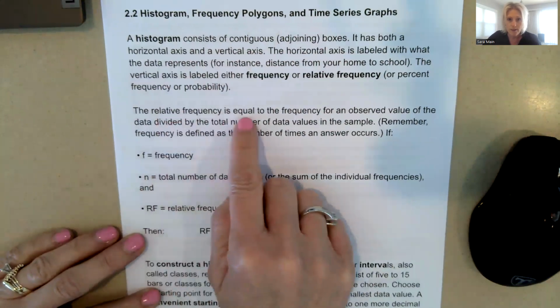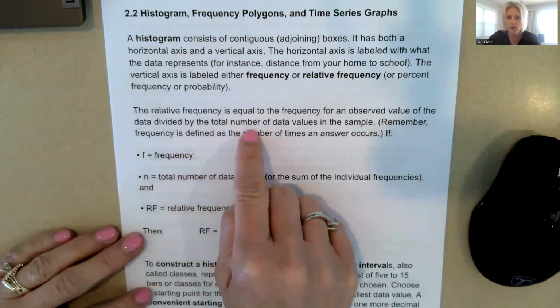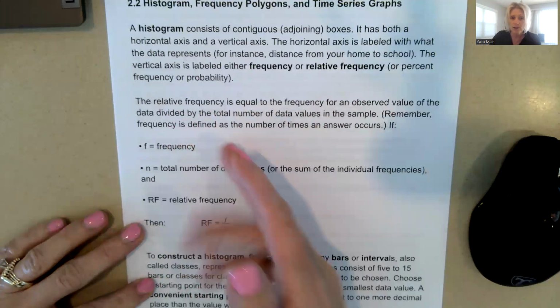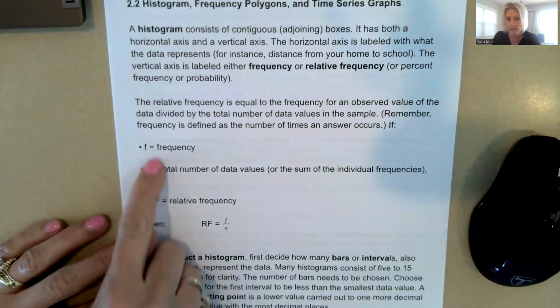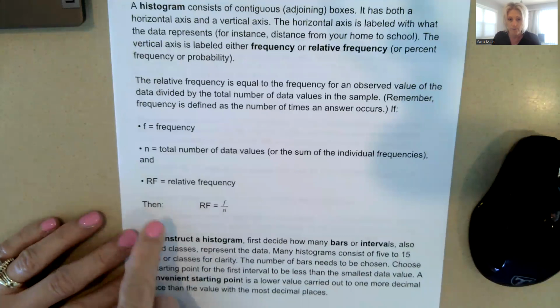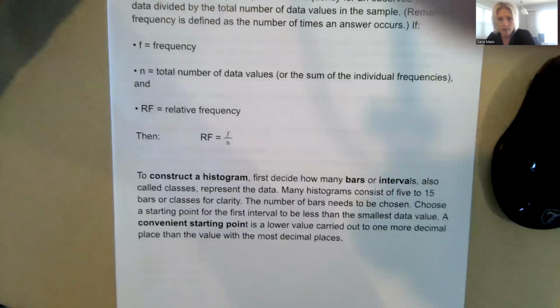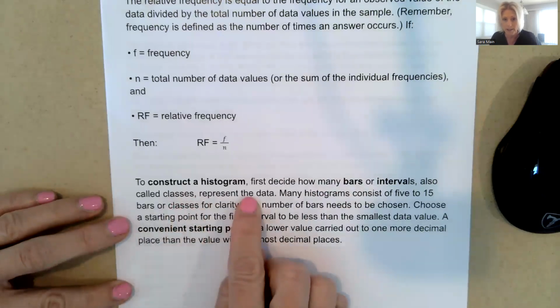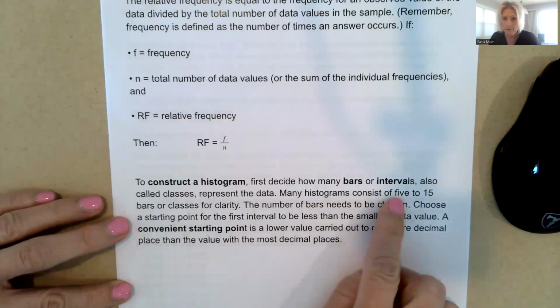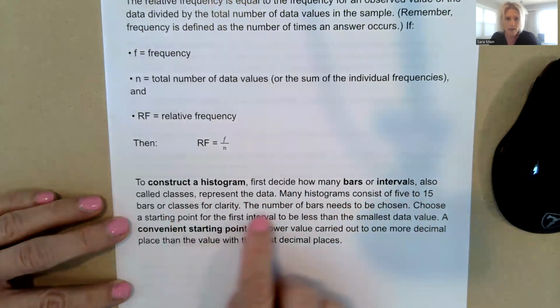The relative frequency is equal to the frequency for an observed value of the data divided by the total number of data values. So here's the calculation, but we did relative frequencies in chapter 1, so this should look familiar. To construct a histogram, first decide how many bars or intervals, also called classes, represent the data. Many histograms consist of 5 to 15, so we're going to choose anywhere between 5 and 15 today. The number of bars needs to be chosen.